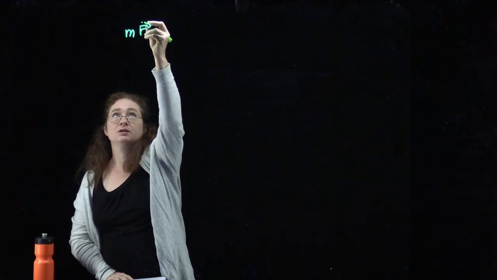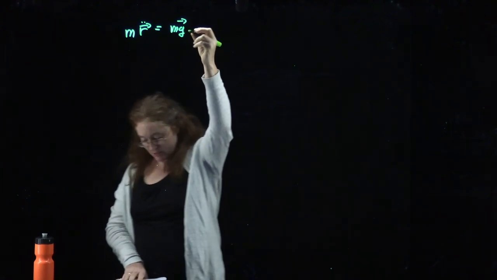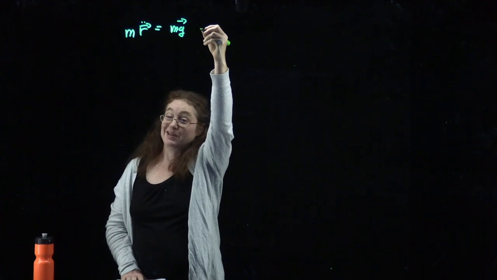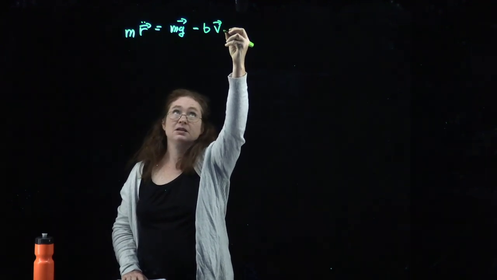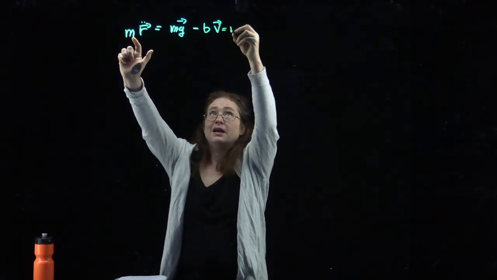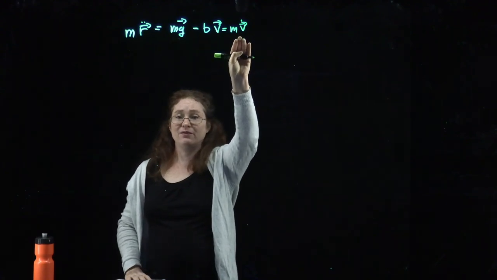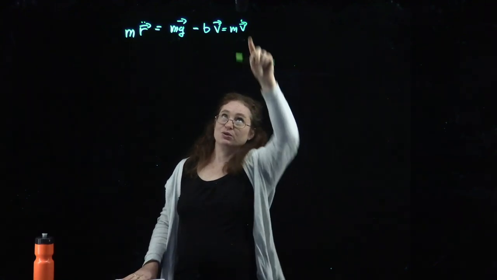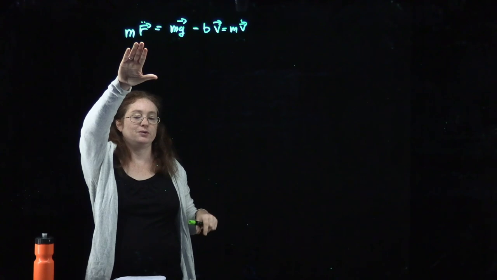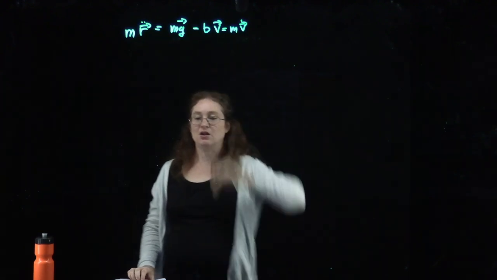So linear air resistance, you have m r double dot, this is just Newton's second law, is equal to mg, that's just saying gravity, and that can be either positive or negative depending on your coordinate system, minus b times the velocity. Now we're going to write this as m v dot. So now we have a first order equation, because the highest derivative is a first order derivative. If we'd done it this way, it would be a second order derivative. But we now have a first order differential equation, which is linear in all of the terms.